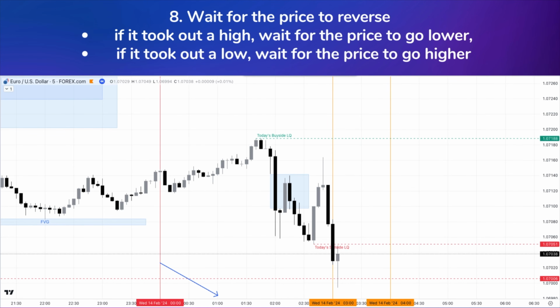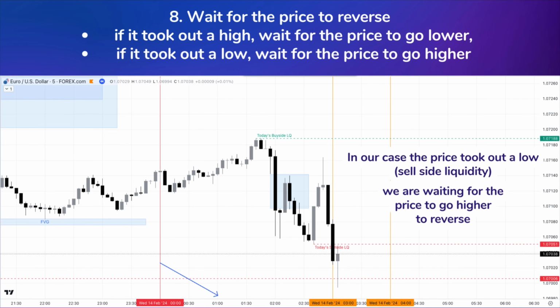Number 8, we're going to wait for the price to reverse. And so in our case, the price took out a low. And so we're going to wait for the price to go higher. So in our case, price took out sell side liquidity, and we're going to be waiting for the price to go higher, and so for the price to reverse its direction.